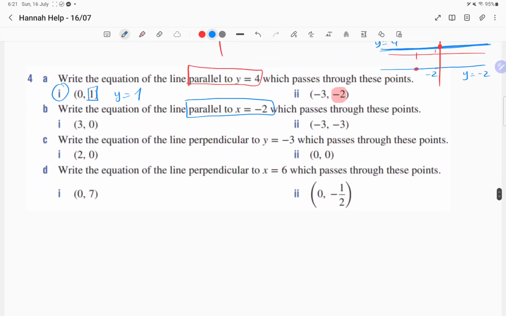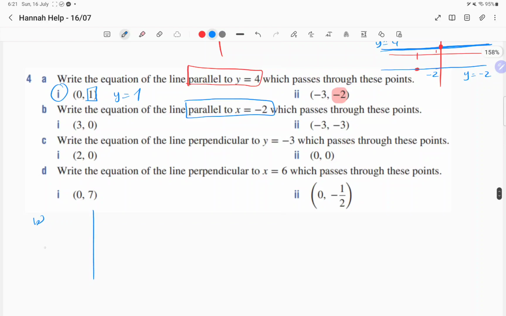So x equals -2 for question B is the idea that for every single point on it, the x is -2. So -2 on the x-axis is here, right? So it's basically all these points here. So we want to find a vertical line passing through 3, 0. So x is 3, y is 0 is here, and the vertical line passing through that is x equals 3, is the answer for B1.